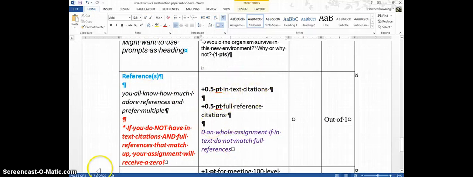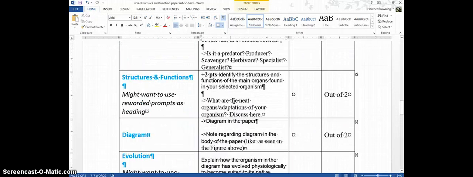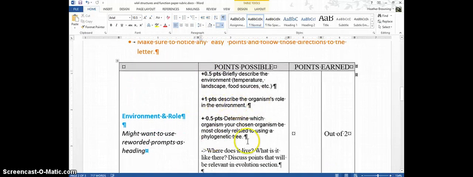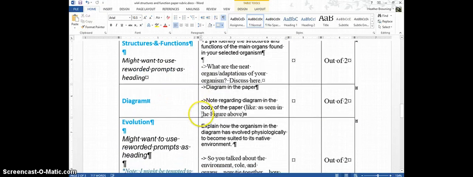You need to have them all match and be pretty, or I will be mad. And then we have a point for the 100 level APA requirements, and a full point for the thesis. So you need to have that thesis in there because now it's really becoming important. With a short little paper, if you don't have a thesis, it's not going to throw your paper off too much, but here you gotta have it, and it needs to be pretty specific. So you probably do something like genus species has evolved set traits such as blah blah to thrive in its chosen environment, and then you can talk about that. I might say, but these adaptations don't work in an environment such as the desert, or it does. Just try to put it all in there.